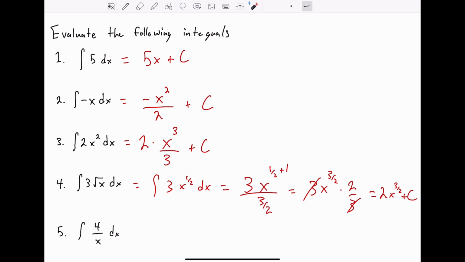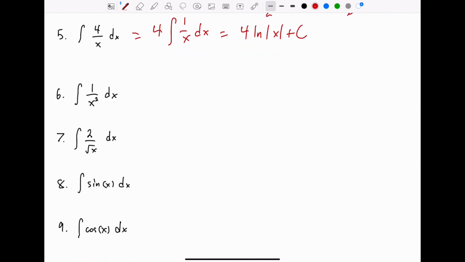Example 5. We have the integral of 4 divided by x. We can take out the constant 4, so we have 4 times the integral of 1 over x. This is a very important integral that we'll see a lot in Calculus 2. The antiderivative of 1 over x is the natural log of the absolute value of x. So there's our answer for example 5.